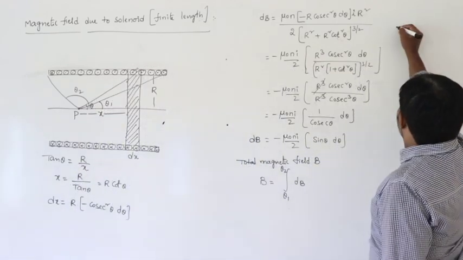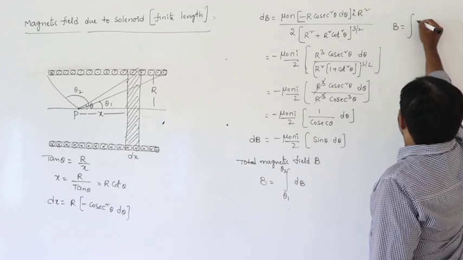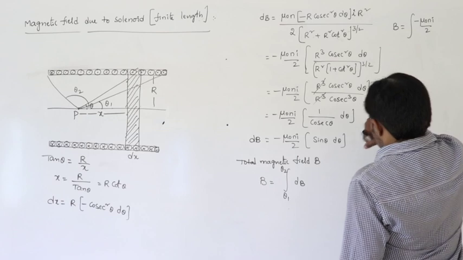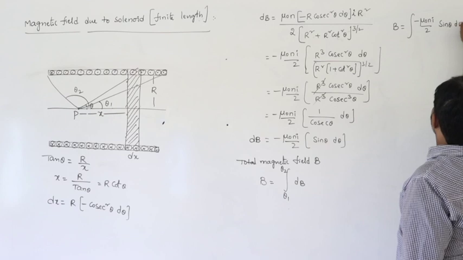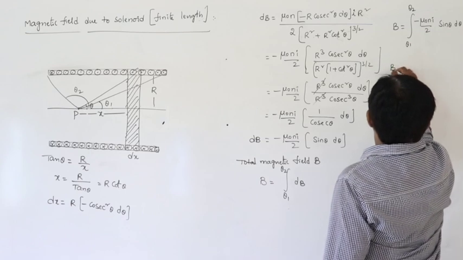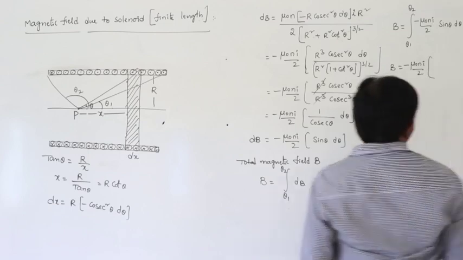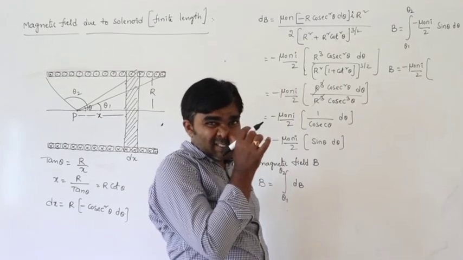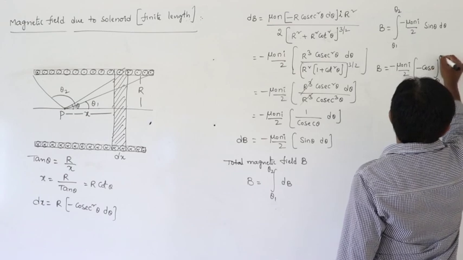So from this, magnetic field B is equal to the integral of minus mu naught Ni by 2 sin theta d theta between the limits theta 1 and theta 2. So B is equal to minus mu naught Ni by 2 times the integral of sin theta d theta. How much is the integral of sin theta d theta? It is minus cos theta, between the limits theta 1 and theta 2.